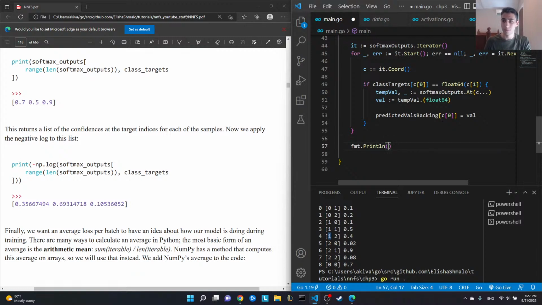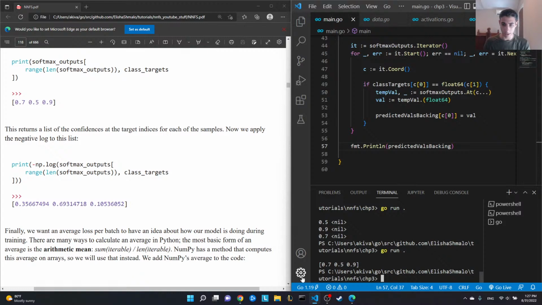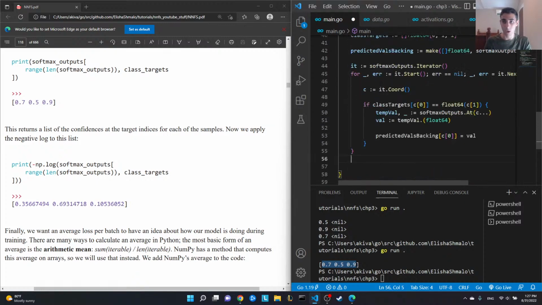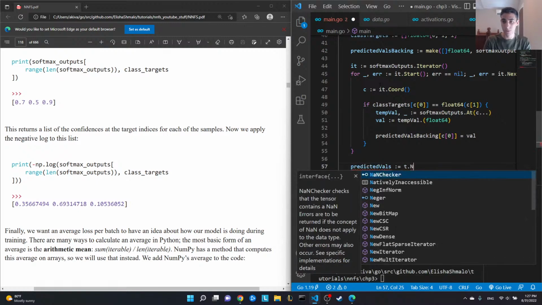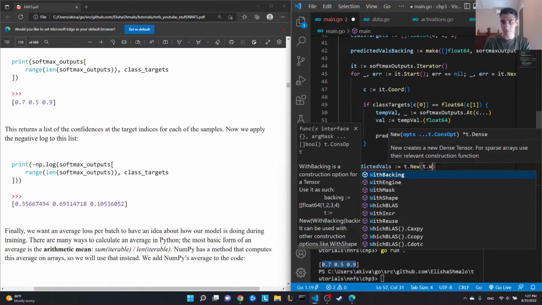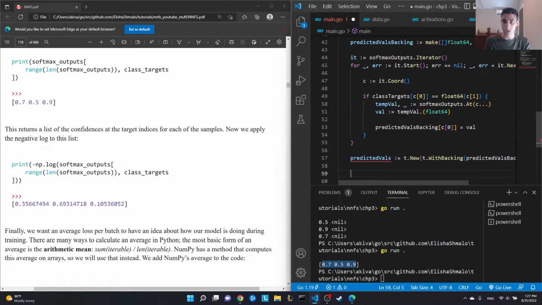So let's print out the predicted vals backing, because now we've populated our predicted vals backing, and now we have all the values that we want to log. So great, now we have the backing. That was all just to get the backing. Now we can actually turn that into a tensor and then log it. So let's say here, predicted vals, not backing, but predicted vals, colon equals t dot New. And this will be t dot WithBacking, predicted vals backing. And we don't have to pass in a shape over here because we want it to be one-dimensional anyway.